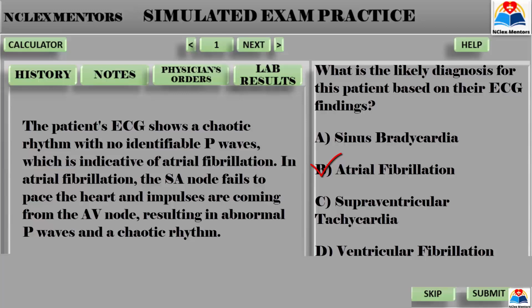Option A is incorrect as sinus bradycardia presents with a regular rhythm and a heart rate less than 60 beats per minute. Option C is incorrect as supraventricular tachycardia presents with a regular rhythm and a heart rate greater than 120 beats per minute. Option D is incorrect as ventricular fibrillation presents with no pulse or QRS and a chaotic rhythm, while the patient's ECG shows a chaotic rhythm but with a normal QRS.